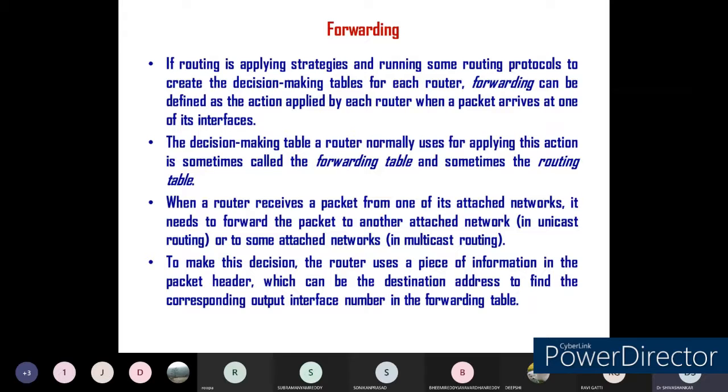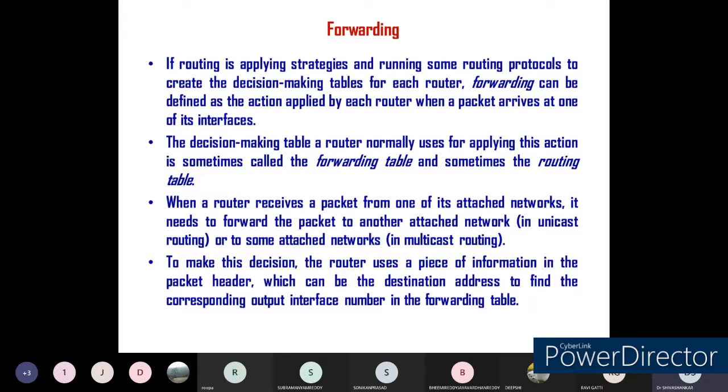That is called the forwarding table, and sometimes it is also called the routing table. Once the routing concept has been created, the routing table is nothing but the forwarding table. When a router receives a packet from one of its attached networks, it needs to forward the data packet to another attached network. Using unicast or multicast, the forwarding concept will be there.